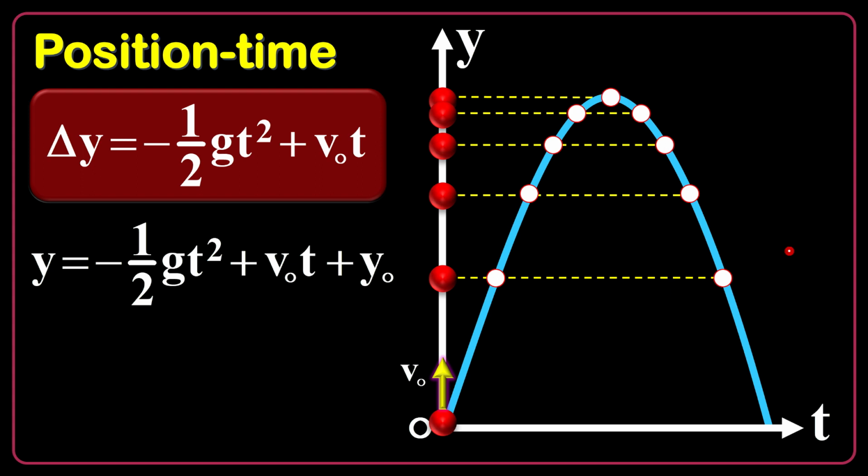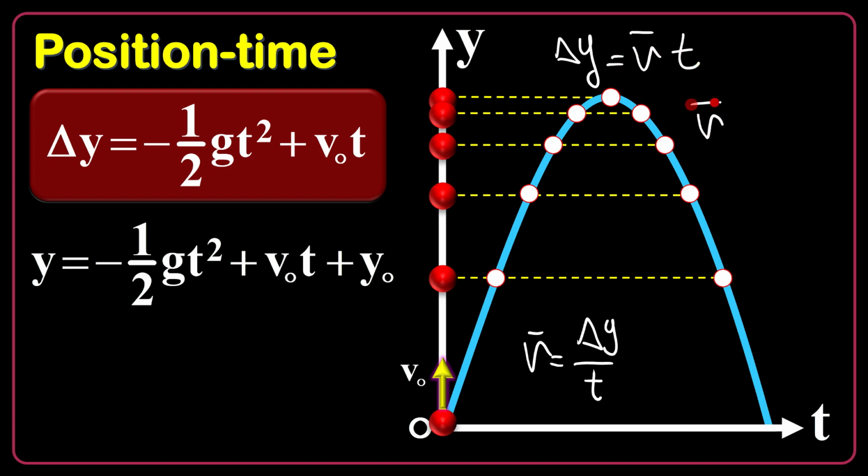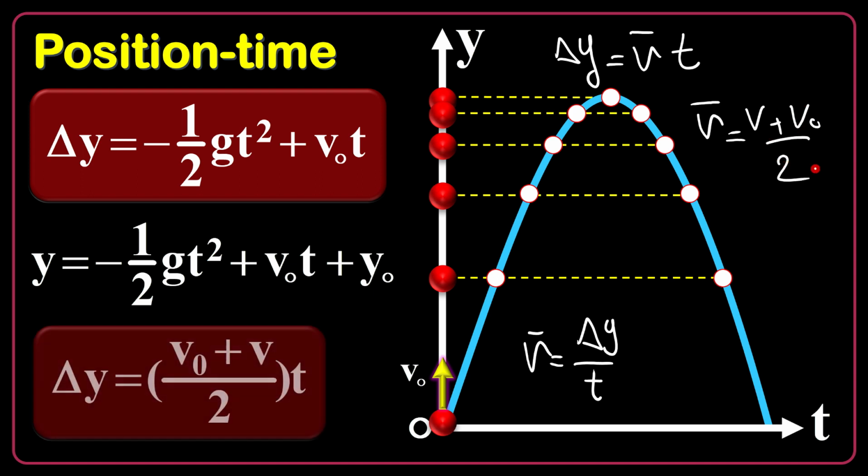Finally, I remind you again that average velocity could be delta y over t. So delta y could be v bar times t. And you remember v bar was v plus v naught divided by 2. So another format for position time equation is delta y equals v plus v naught divided by 2 times t.